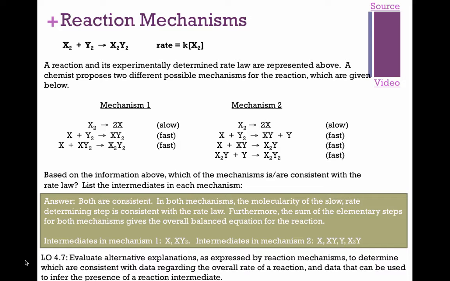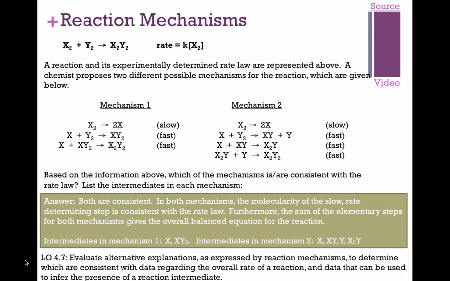Okay, so both actually are consistent. Because how do you write the rate law? It's just the slow step. And in both of the mechanisms, what's your slow step? Yeah, x2 going to 2x. Okay, so both are consistent.